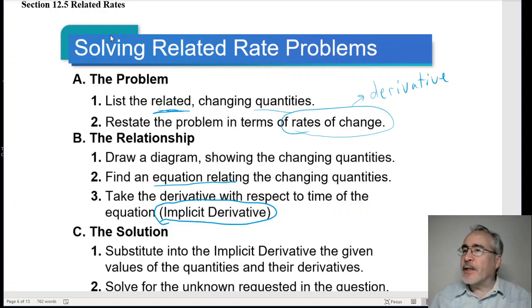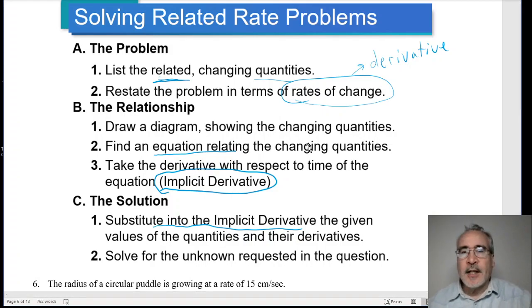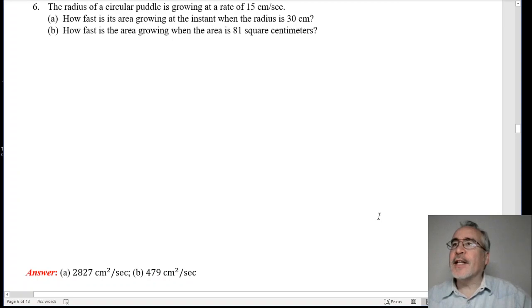Once we have that set up, we move on to the solution. We substitute in all the things we know about the implicit derivative. We'll be able to put in variables. Everything except for one thing will be left unknown, and that one unknown thing is what's requested in the question. That's what we solve for. So let's take a look at a few examples. Some of these you're going to have to remember formulas from geometry, various other areas, distance possibly. So let's take a look at an example here.